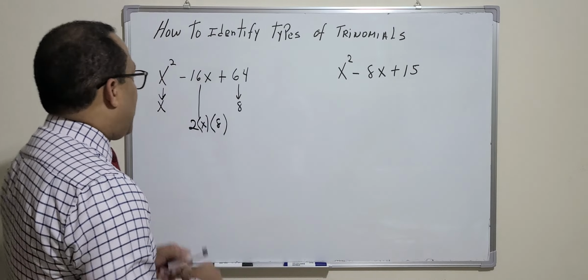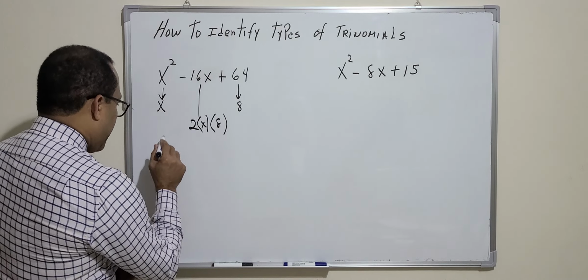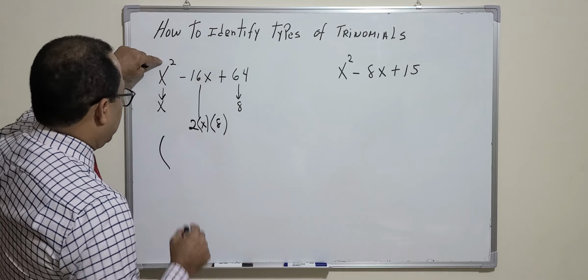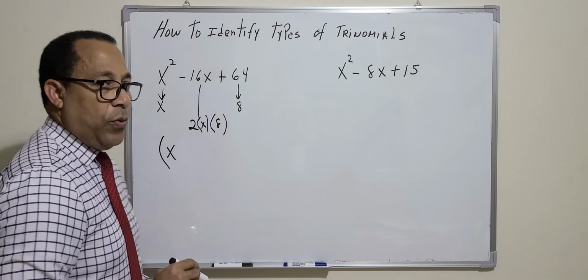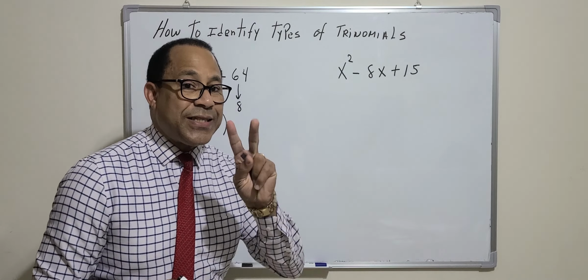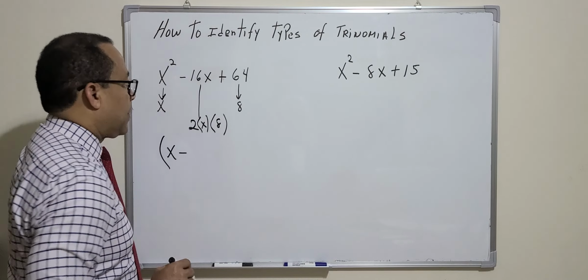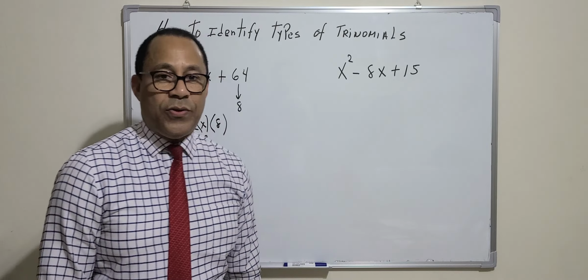How do we factor it? How do we factor a perfect square trinomial? Just like this. Open parenthesis. You get the square root of the first term. Here it is. X to the second, the square root is x. We copy the sign of the second term, which is a negative sign. And then we get the square root of the third term, which is 8. Close parenthesis to the second power. It has already been factored.